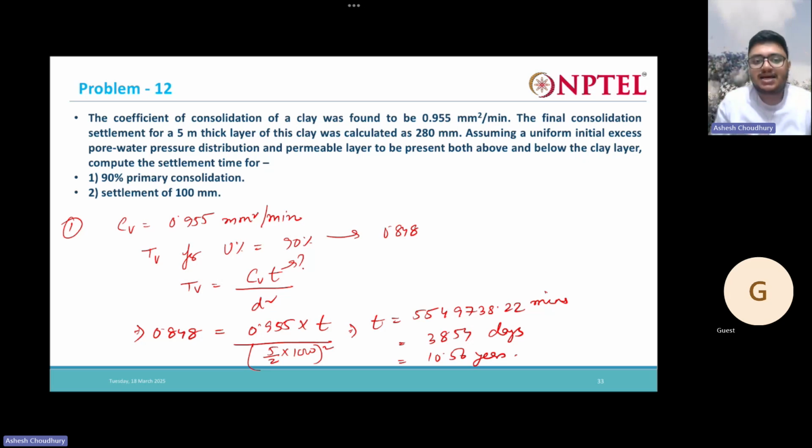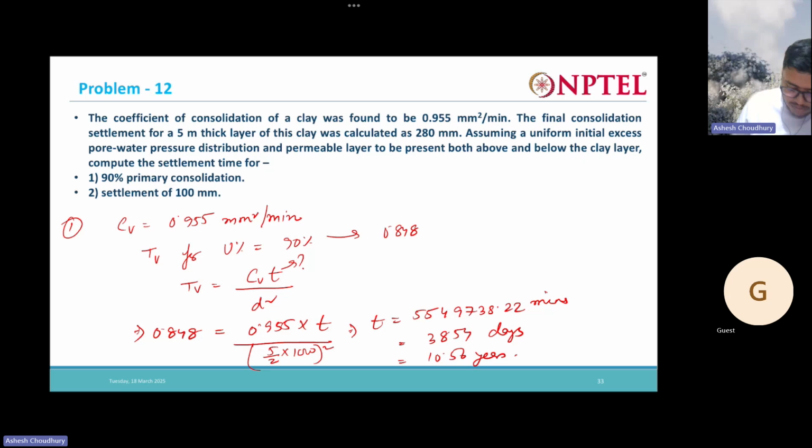More than 10 years, 10 and a half years, almost 10.6 years are required. So a lot of time is required to achieve 90% primary consolidation settlement. For a soil of this nature, having a Cv of 0.955 mm square per minute, the time required to achieve 90% settlement is 10.56 years. Now the next question is the time required for 100 mm settlement.